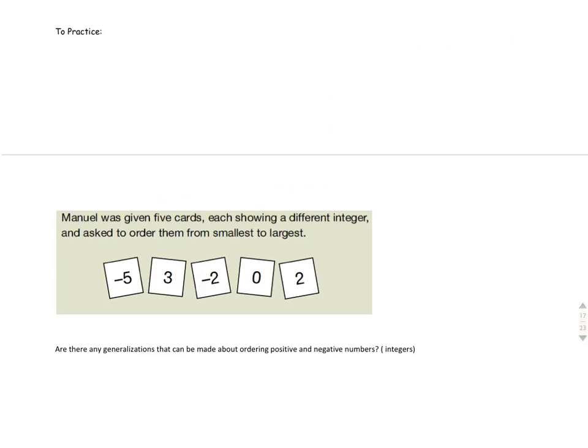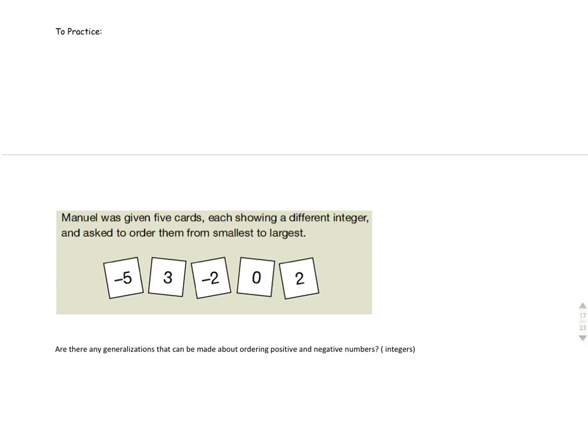All right, to practice, these are the cards you are given. Press pause and try to order these from smallest to largest. Then think, are there any generalizations that can be made about ordering positive and negative numbers? Any statements that we can make that's going to work for any positive or negative number is a generalization. Press pause and try that.